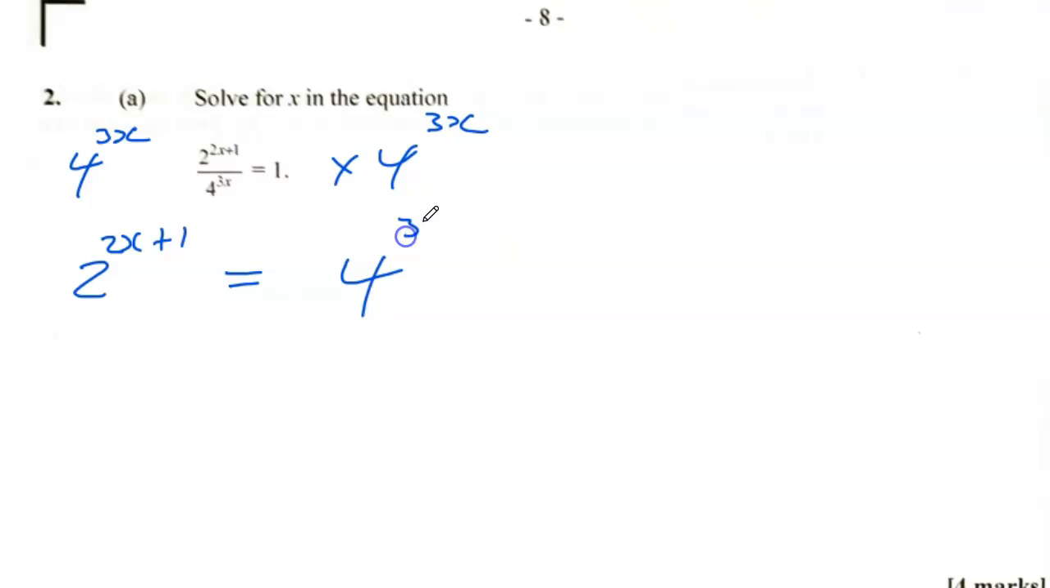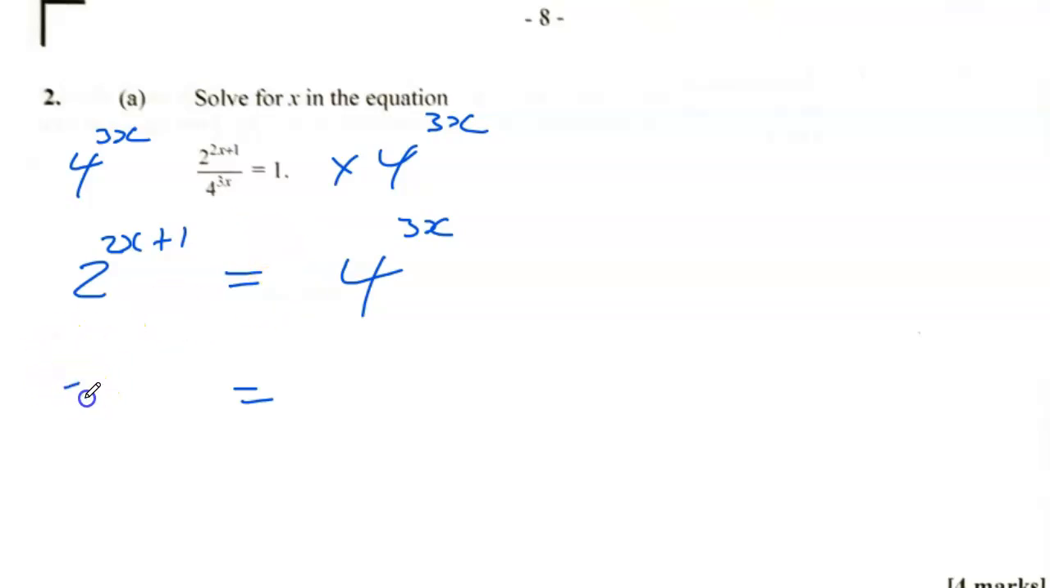Question 2. Alright, question 2, we can simply multiply both sides here by the denominator, just to get rid of the denominator. Multiply both sides by 4 to the power of 3x, or we say cross multiply. We end up with 2 to the power of 2x plus 1 equal to 4 to the power of 3x. So we'll now try to write both of them to the smaller base here, base 2.